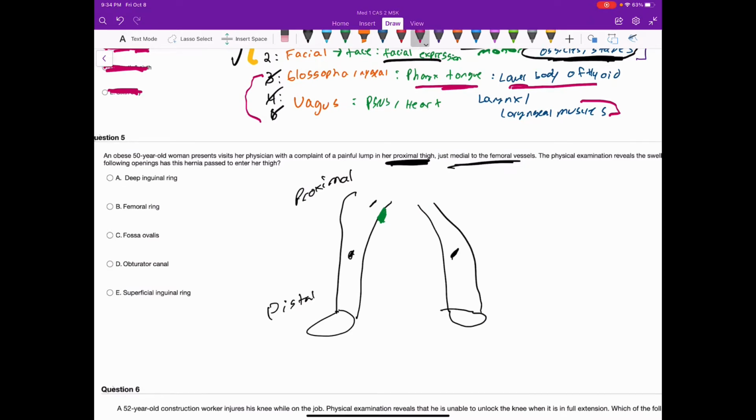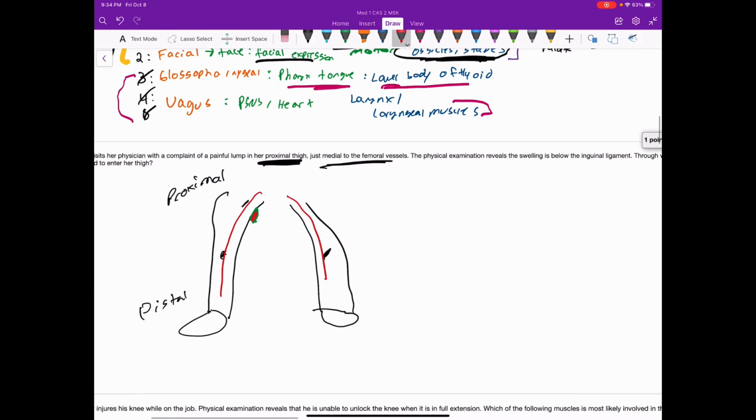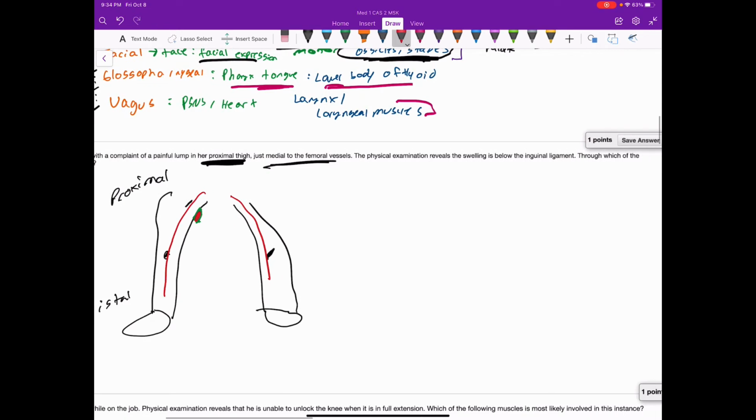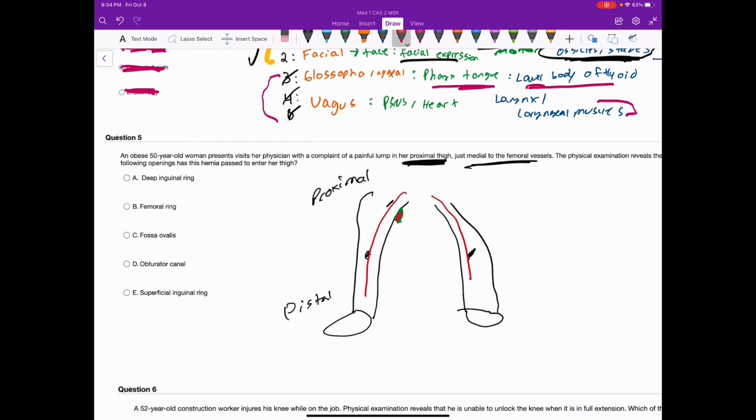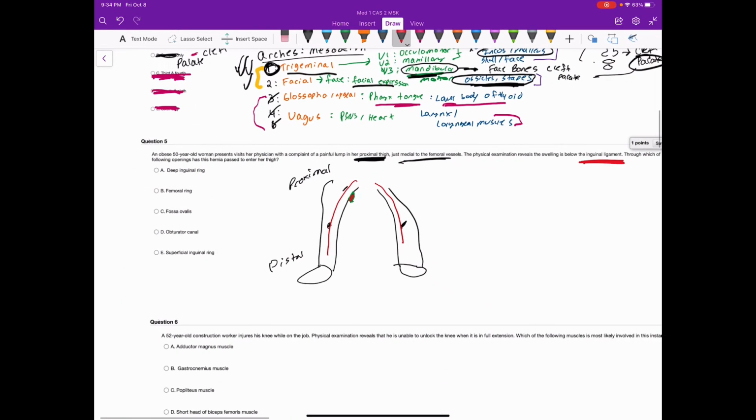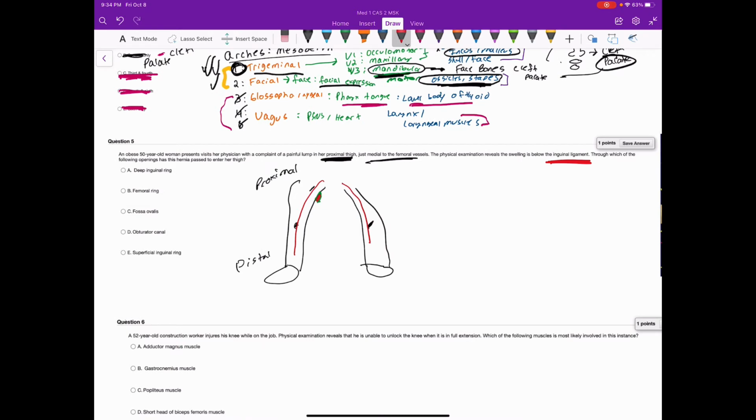So we know the femoral vessels run through the leg. So we're going to draw them here and in here, right? So it's going to be on this side, medial to them. The physical examination reveals a swelling below the inguinal ligament, through which of the following openings has the hernia passed to enter her thigh. Okay, so we have to break this down now. What is below the inguinal ligament?